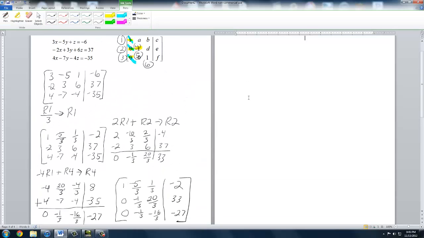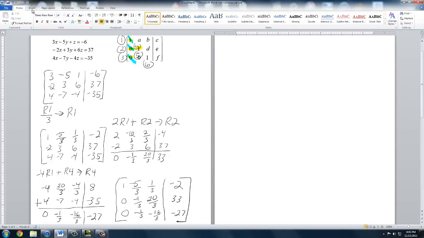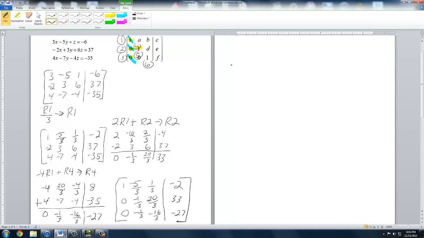Okay, so what we're going to do now is make this one right here a 1. How do we make negative 1 third into a 1? Well, we're going to divide by negative 1 third, or in actuality we're going to multiply row 2 by negative 3, because negative 3 times negative 1 third will give us 1.